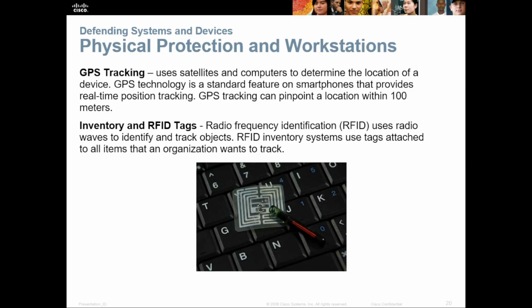There's also inventory and RFID tags. Radio frequency identification, which is RFID, uses radio waves to identify and track objects. RFID inventory systems use tags attached to all items that an organization wants to track.